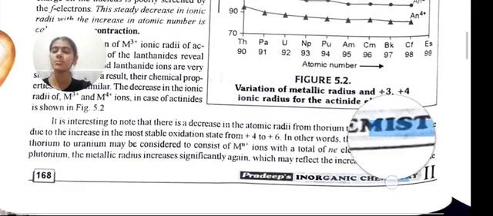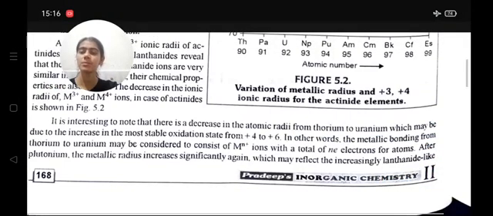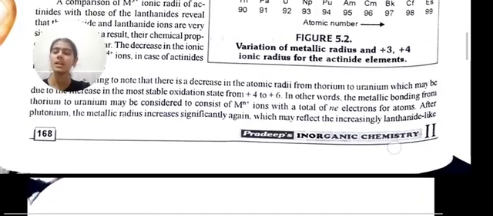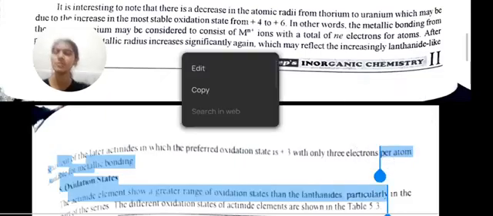After plutonium, the metallic radius increases significantly again, which may reflect the increasing lanthanide-like behavior of the later actinides, in which the preferred oxidation state is +3, with only 3 electrons per atom available for metallic bonding.